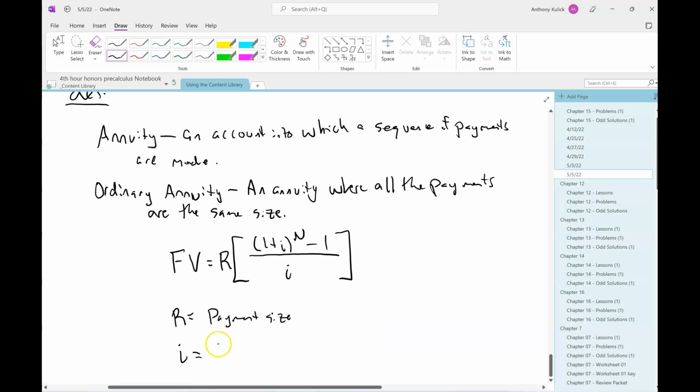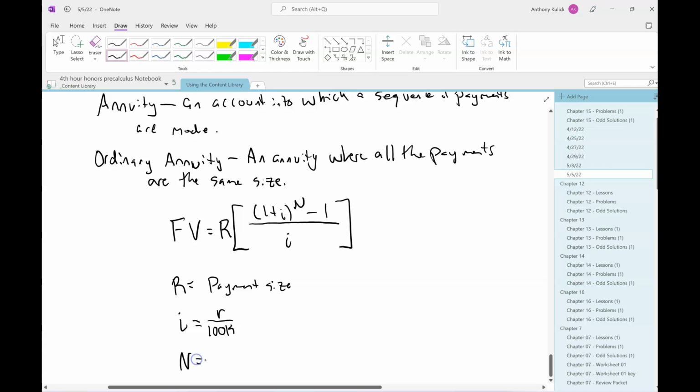I is actually another formula. I is R over 100K. And cap N is also another formula. It's NK. And now we already know what little r, little k, and little n are, so I'm not going to define those again. They're the same things they have been throughout. So we're just basically using these so that our formula doesn't look quite so terrible. Everybody's okay with that?